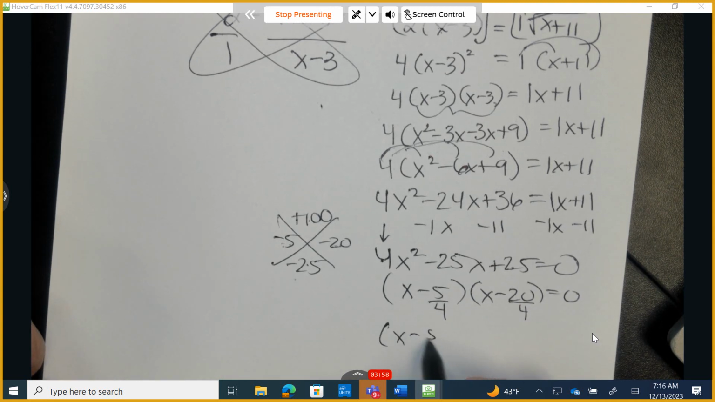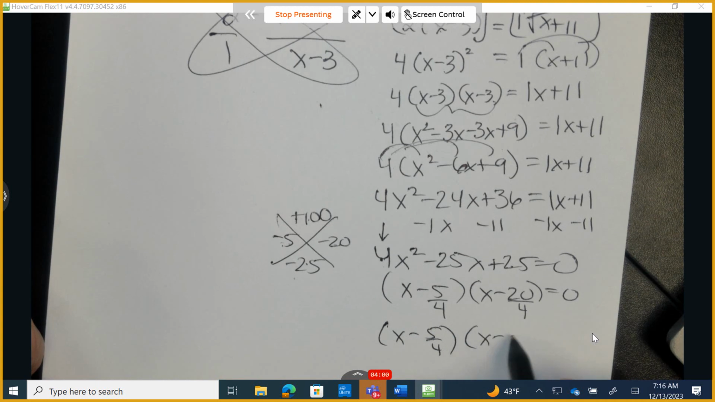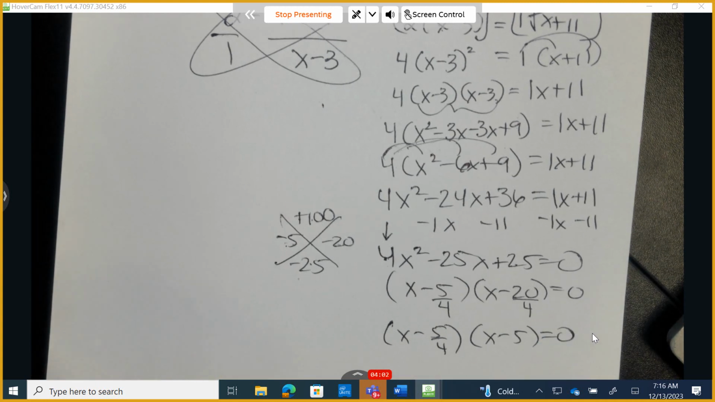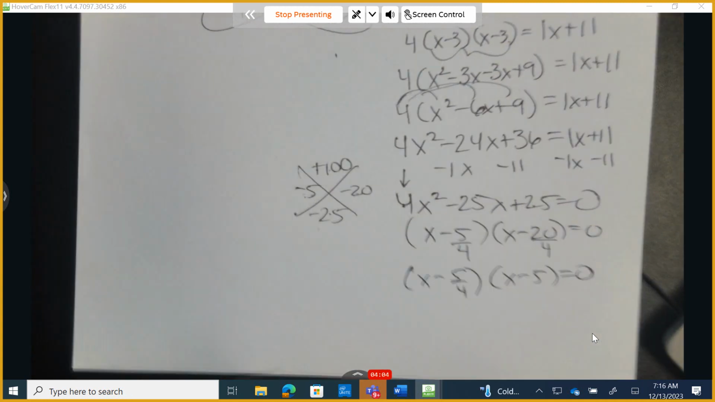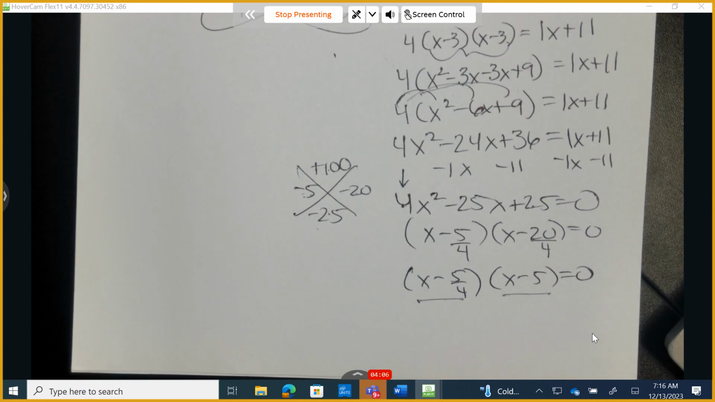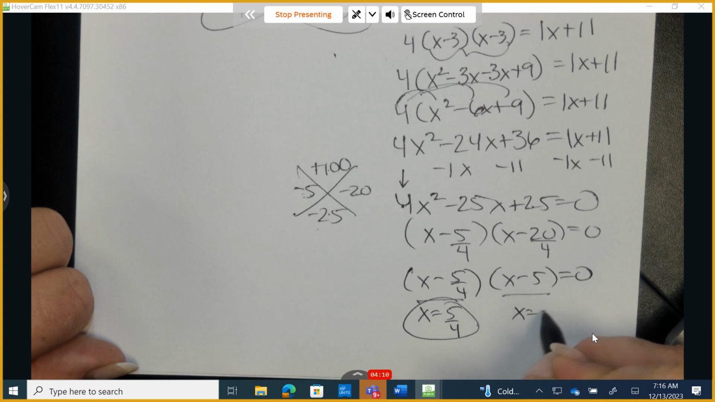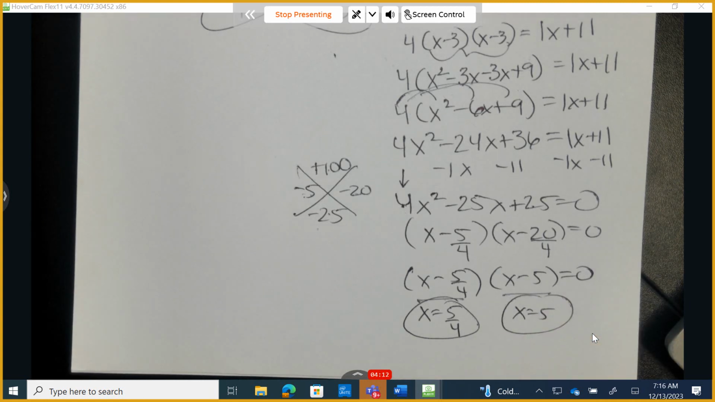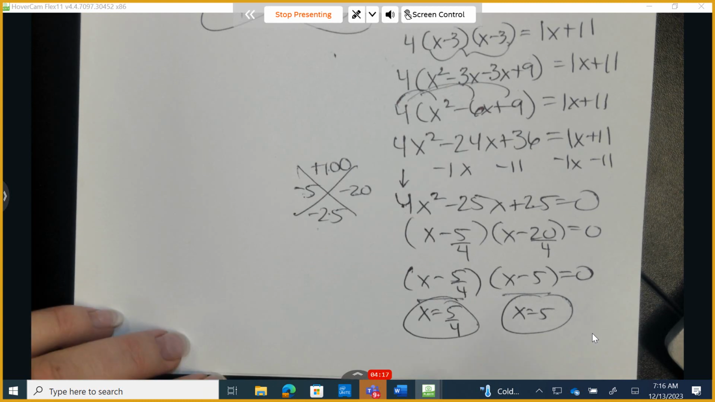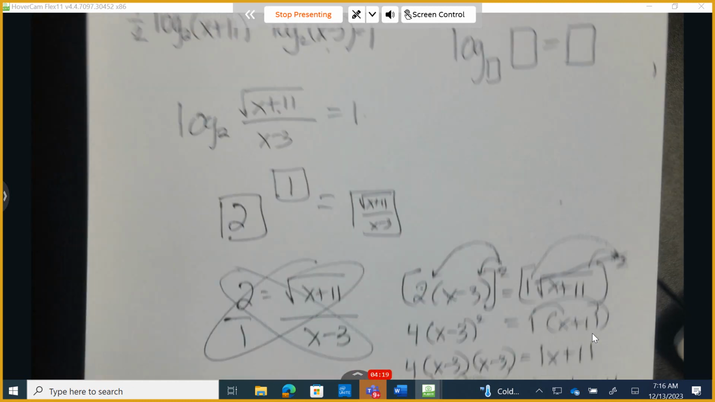So let's first see, can I reduce these fractions? Only one of the two I can reduce. And so I would set each one of these equal to 0 and I'd solve. And in doing so, I get one answer of 5/4 and another answer of positive 5. I did all the math right. I feel really confident, but that does not mean that both of these are solutions. In fact, maybe neither of them will be.